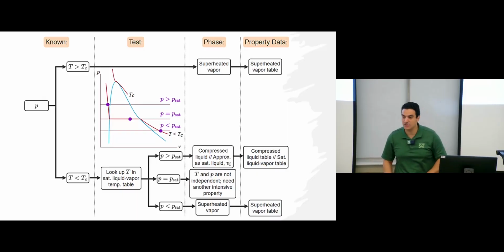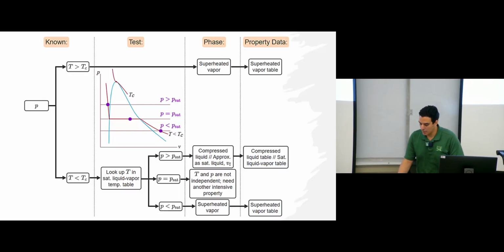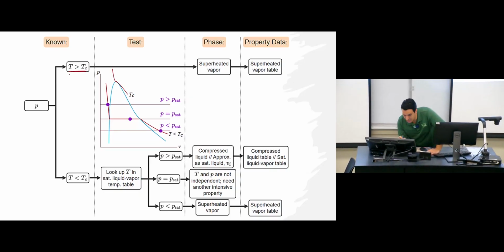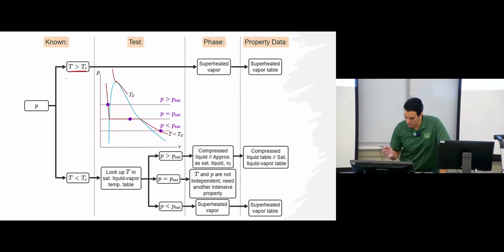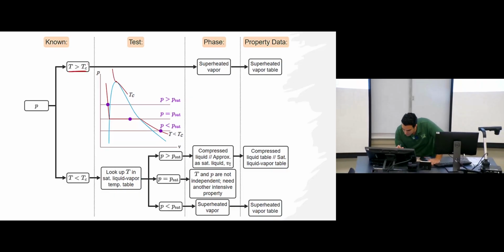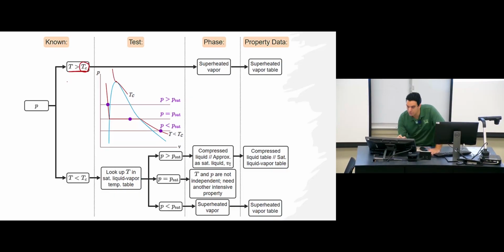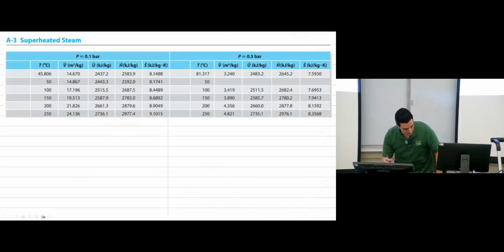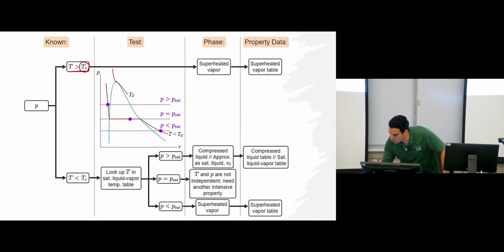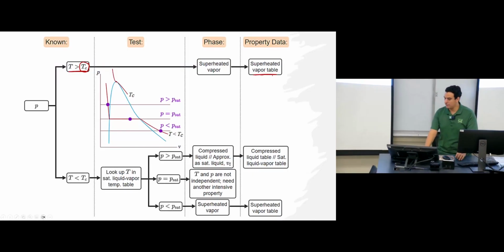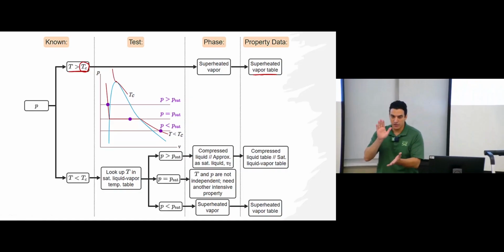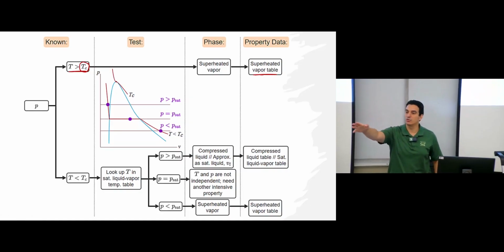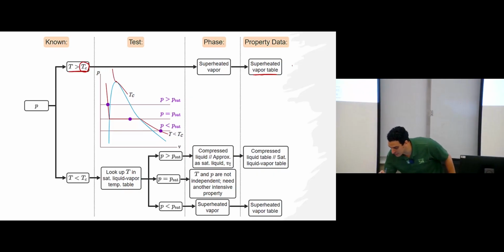So this map here tells you which one you can use. Basically, look for the given temperature. If this given temperature is above the critical temperature for the substance you have, which we also have in an appendix, then you will go to the superheated vapor data. So automatically, if the temperature is more than the critical temperature, go directly to A3, the superheated vapor data.